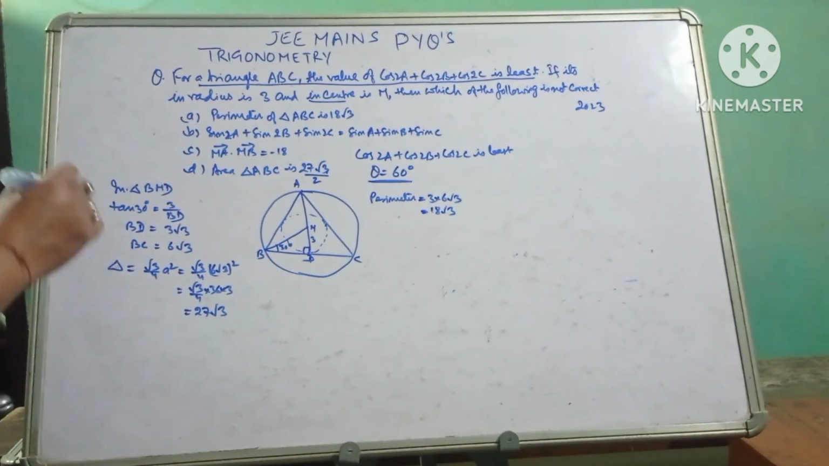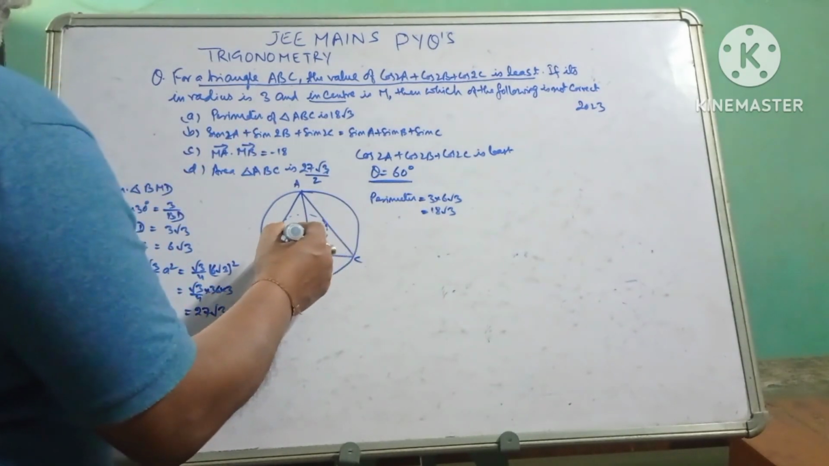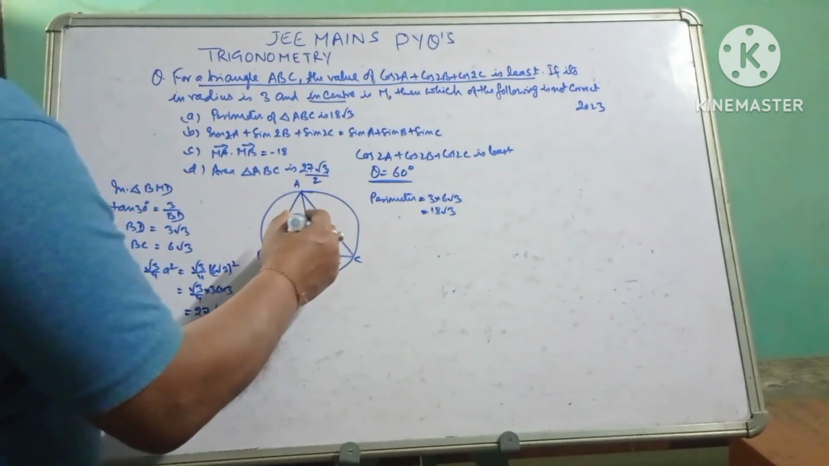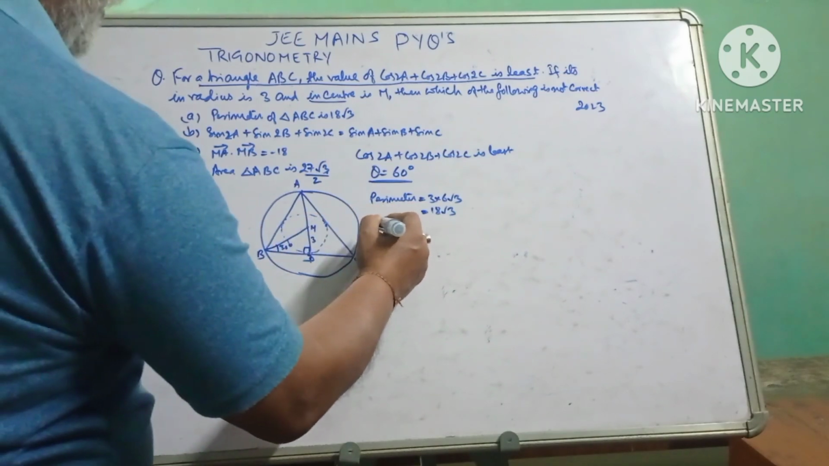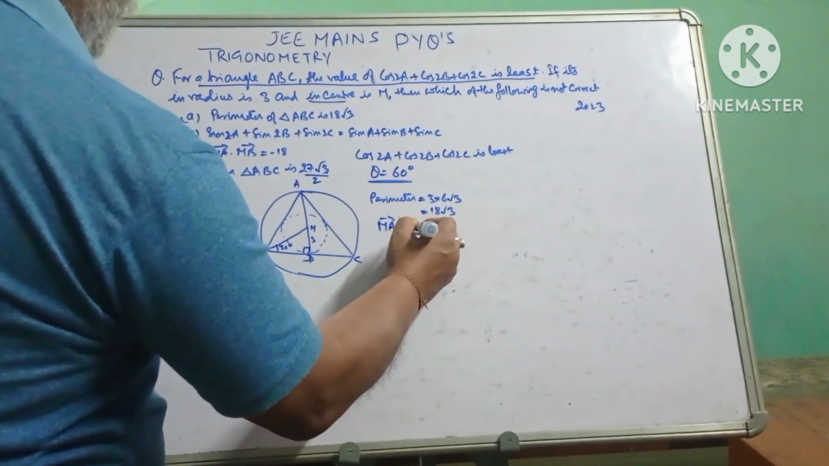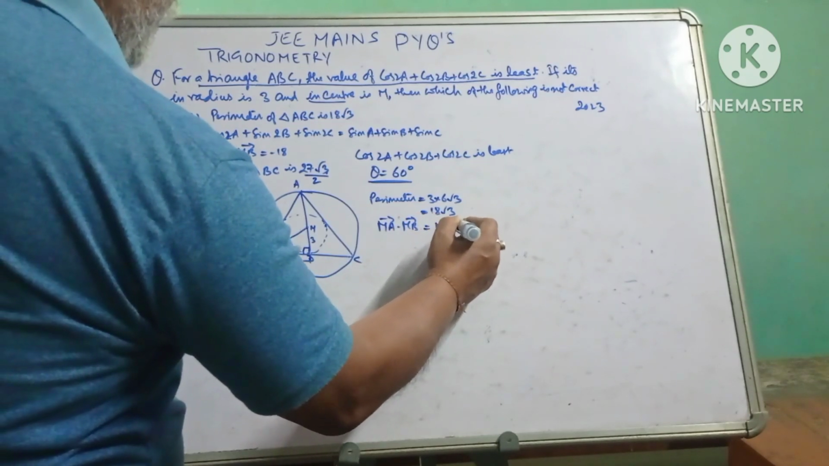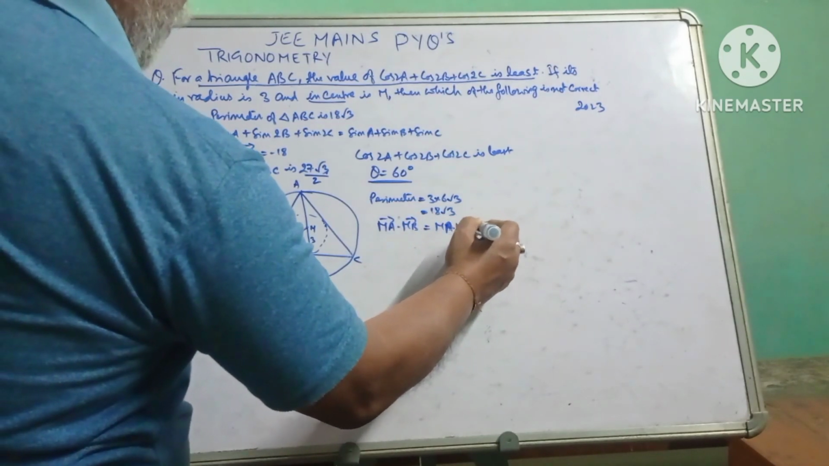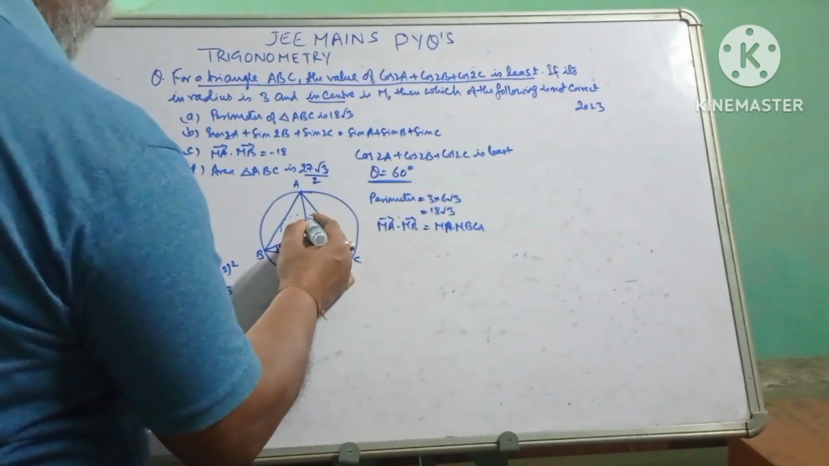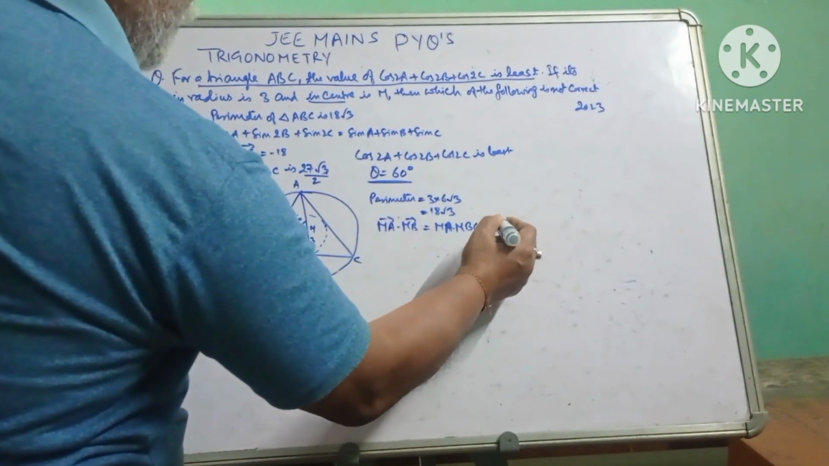And the second is MA dot MB. It's a dot product. So MA dot MB is equal to MA into MB cos of this angle, which will be 120 degrees.